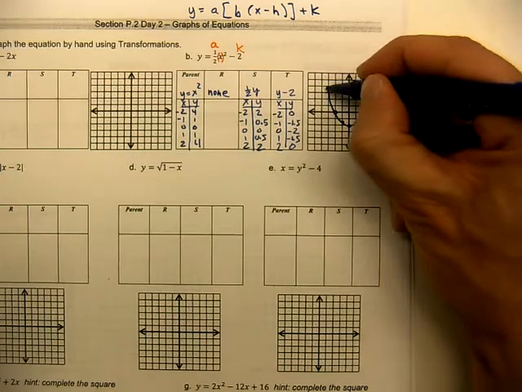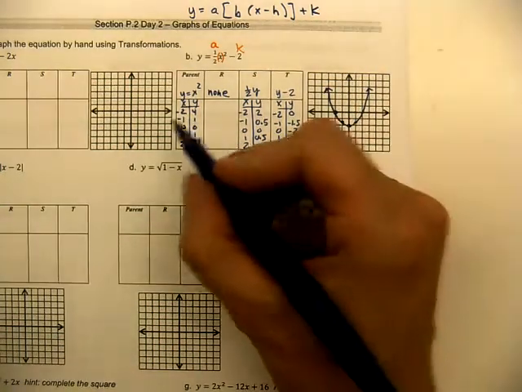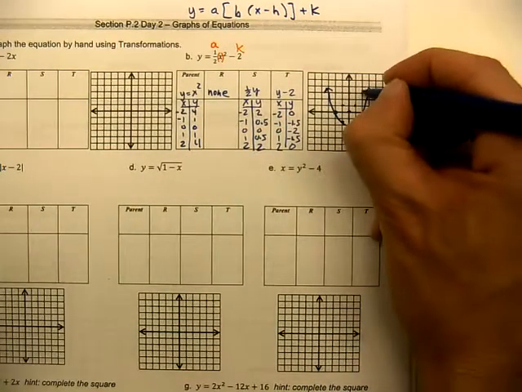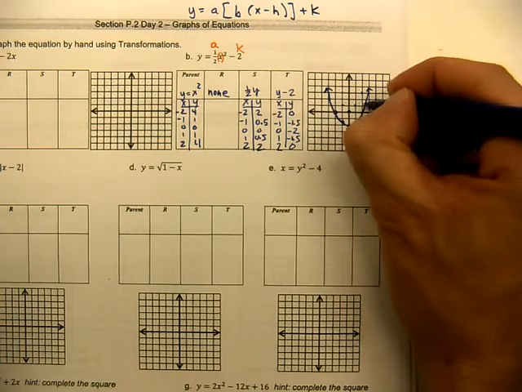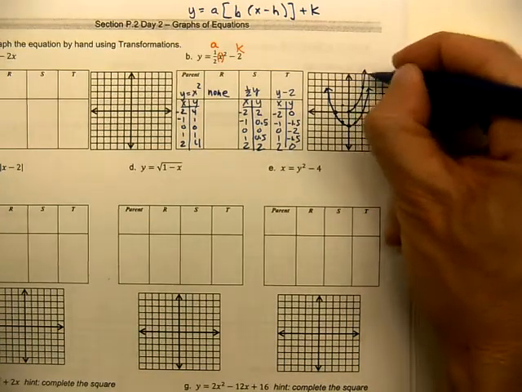The effect of this is that not only is it shrunk down, but it also looks wider than the parent function. If we were to graph the parent function for comparison, its vertex is at the origin. Let's see, 1, 2, 3, 4. I need that point here. This is the parent function.